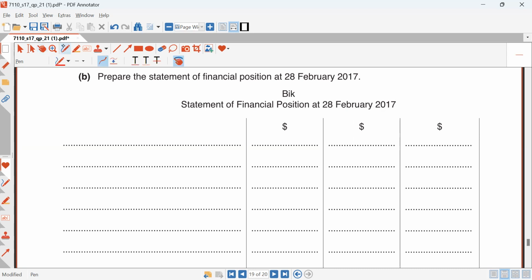We will write the costs over here. We will write accumulated depreciation in the second column, and in the third column we will have net book value. The first component of the statement of financial position is non-current assets. Number one, we have leasehold building.